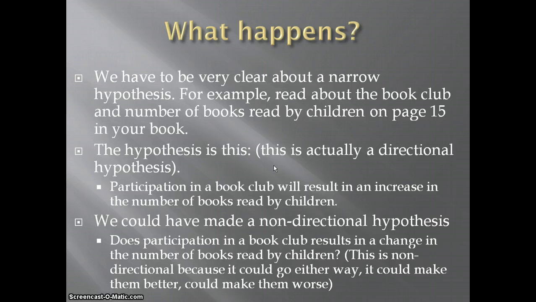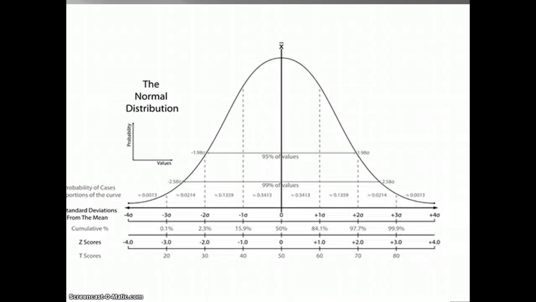The other way they could have done that is that they could have made what's called a non-directional hypothesis. And this happens more in pilot studies, really experimental research, where you're not sure what's going to happen and you leave it open-ended because you don't know what's going to happen. So for example, does participation in a book club result in a change in the number of books read by children? It's non-directional because it could go either way. Yeah, the students could read more books. Then again, if they're in a book club, they may not like it and they may end up reading less books. That's what happens with a non-directional. These are also referred to as a one-tailed hypothesis and two-tailed, and we'll see why in the next slide.